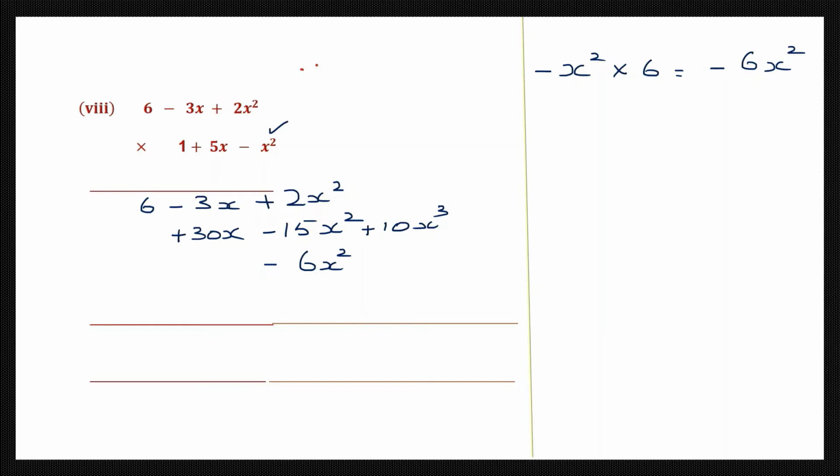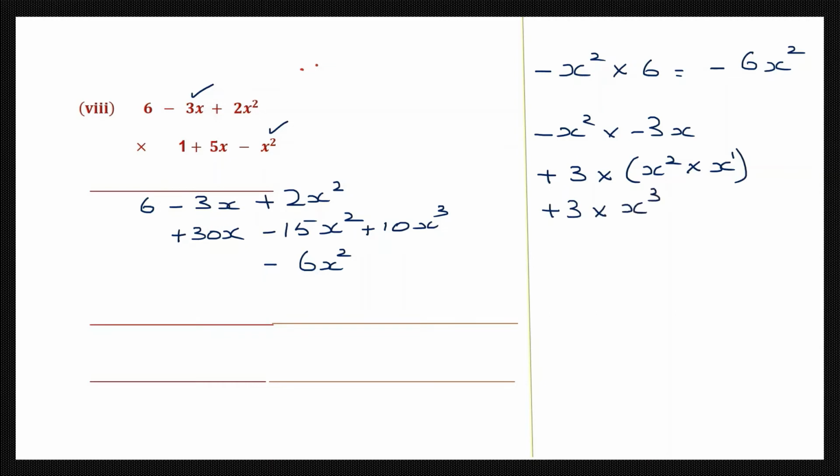Let's take the next term. So this is minus 3x. So let's multiply minus x squared into minus 3x. Minus into minus is plus. Then the number is 3 into x squared into x. So this is 1. So that is plus 3 into x to the power of 3, which is 3x cubed. We have a column, so let's write it there. Plus 3x cubed. So we are done with this.